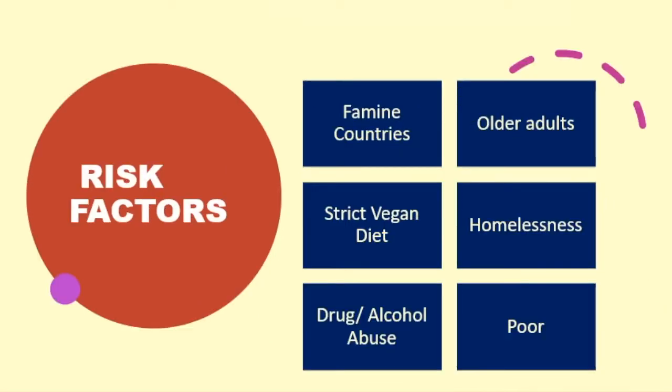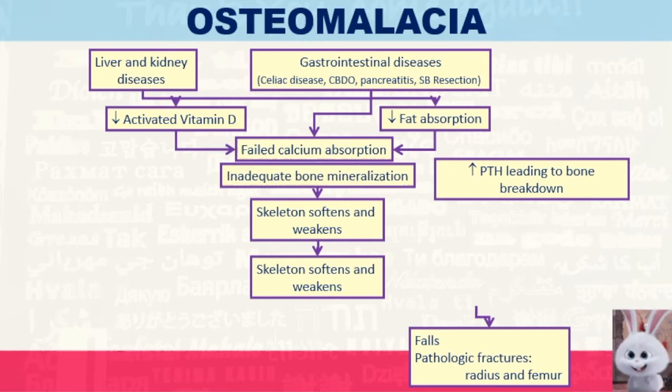Then other risk factors. There are less affluent nations and countries where famine is common, so lack of calcium. Older adults, remember, have poor calcium absorption. Adherence to a very restrictive vegan diet without supply of vitamin D means poor intake. Of course, homelessness, and then drug or alcohol abuse, which also impairs absorption of calcium. And then the poor and marginalized will also be at risk. Now, let's talk about the pathophysiology of osteomalacia.